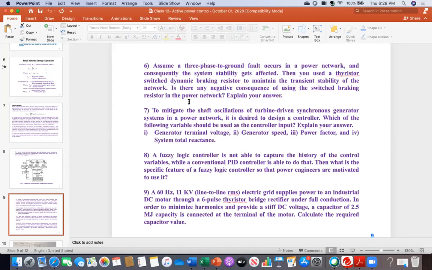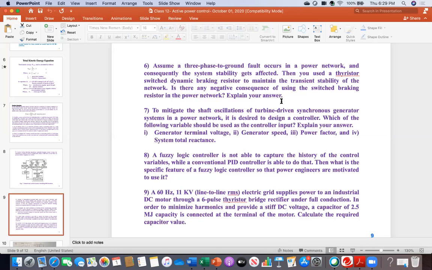Everybody read number 6. Assume a 3-phase to ground fault occurs in a power network, and consequently the system stability gets affected. That is for sure, that will happen. Then you use the thyristor switched dynamic braking resistor, the braking resistor that we are discussing, to maintain the transient stability. That is fine. Now what I am asking, is there any negative consequence of using the switched braking resistor in the power network?